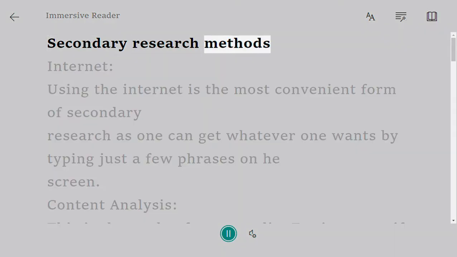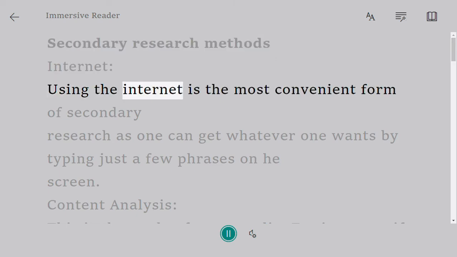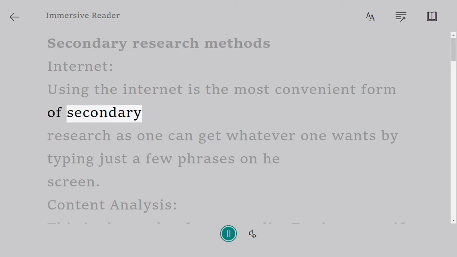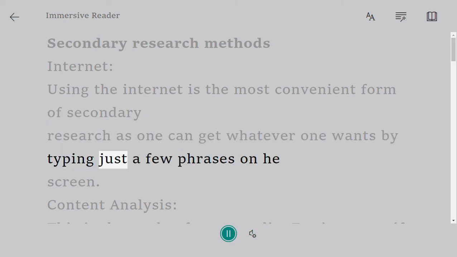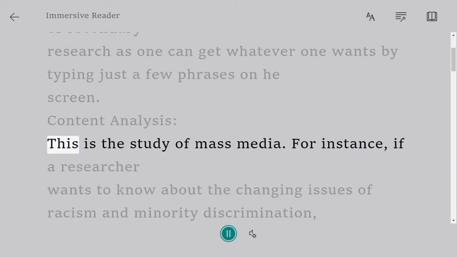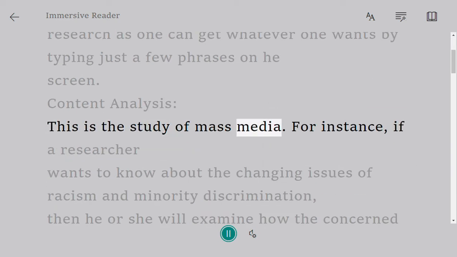Secondary research methods. Internet. Using the internet is the most convenient form of secondary research, as one can get whatever one wants by typing just a few phrases on a screen. Content analysis. This is the study of mass media.